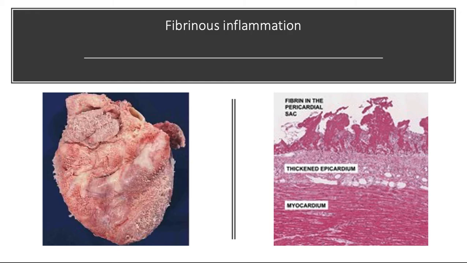A fibrinous exudate develops when the vascular leaks are large or there is a local procoagulant stimulus. With a large increase in vascular permeability, higher molecular weight proteins, such as fibrinogen, pass out of the blood, and fibrin is formed and deposited in the extracellular space. A fibrinous exudate is characteristic of inflammation in the lining of body cavities, such as the meninges, pericardium, and pleura.